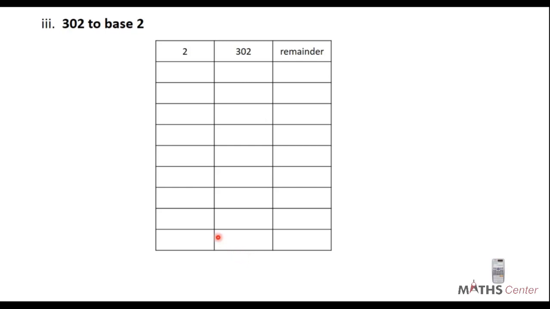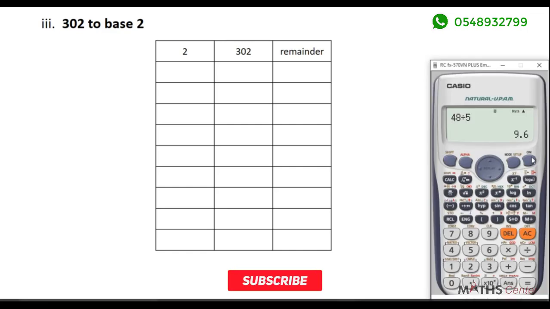Let's pick another example. We have 302, and you are supposed to convert that to base 2. So you do your table of 3 columns here. We have 2, 302, and the remainder that we are going to get. The first thing that we need to do is to divide 302 by 2 on our calculator.